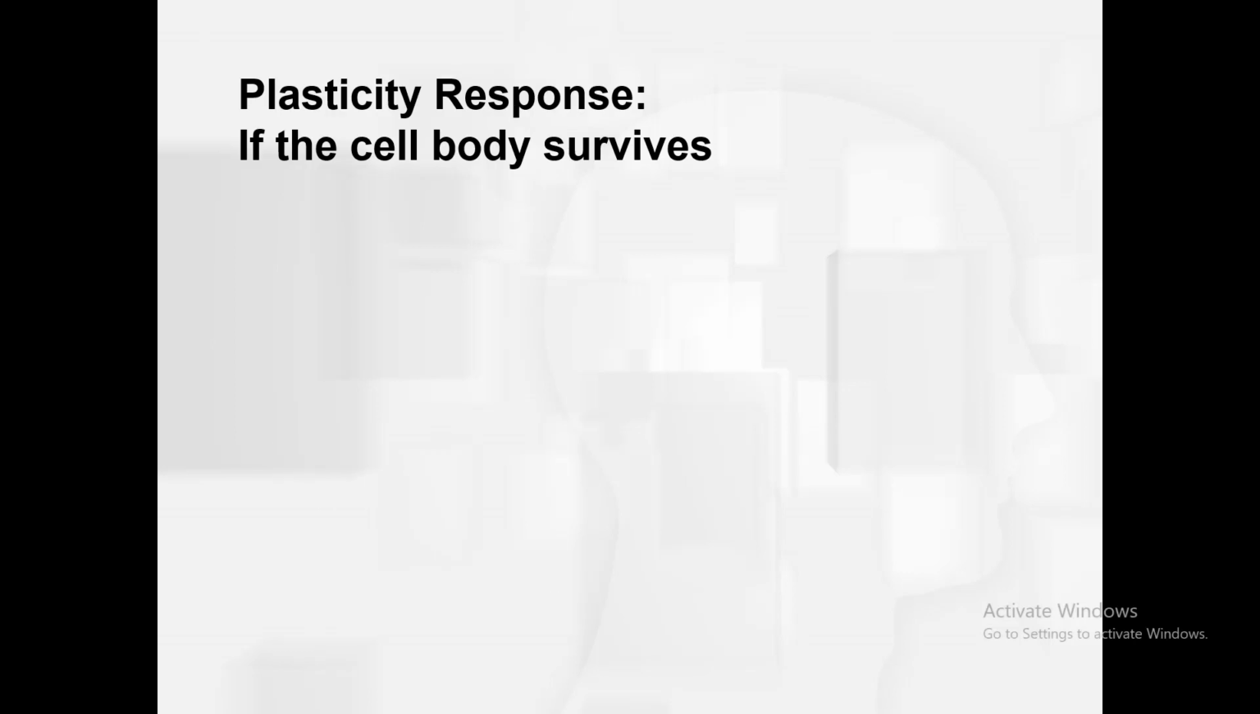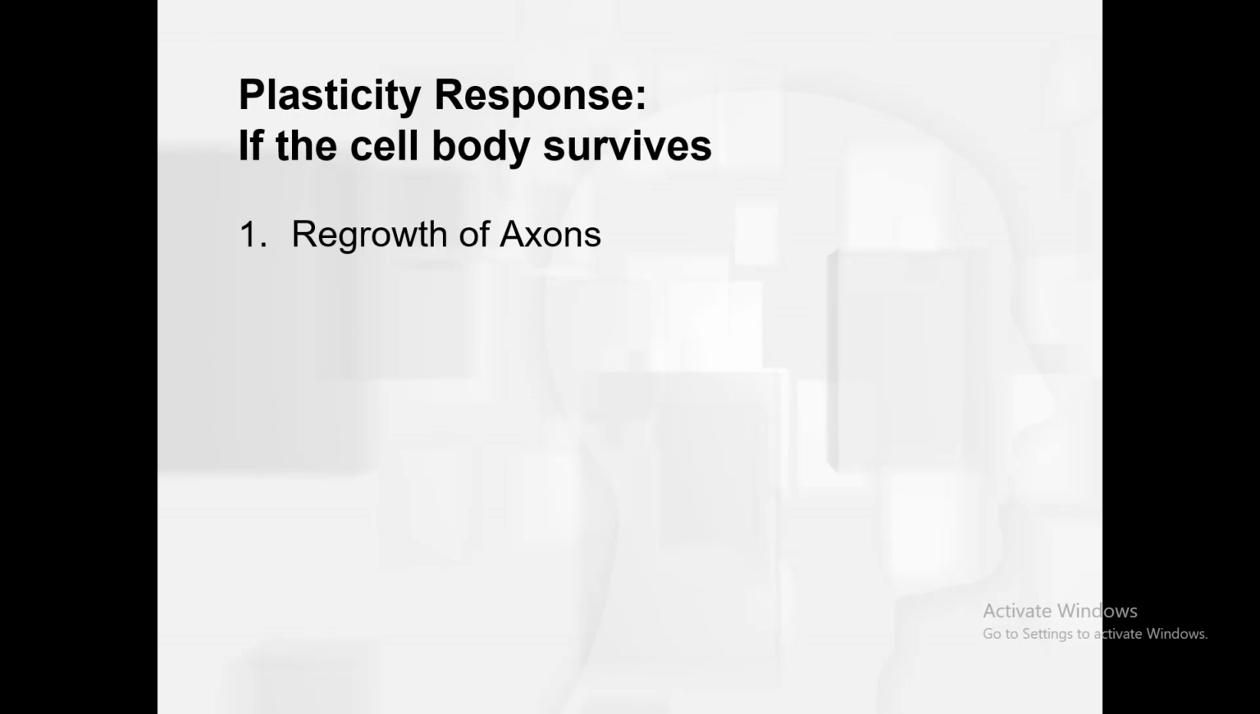So the first type of response we're going to talk about is when the cell body survives. So there's some sort of damage to the nervous system, and that cell body survives. This is going to most commonly happen in injuries to either your spinal cord or out in the periphery, in your peripheral nervous system, right? Like say something crushes your arm or a car rolls over your foot. So this type of plasticity that we're going to talk about is the regrowth of axons.